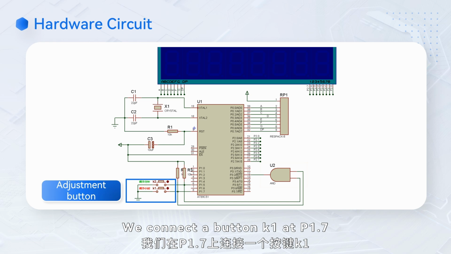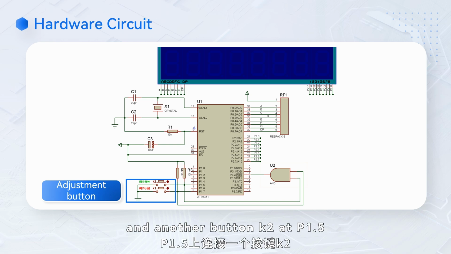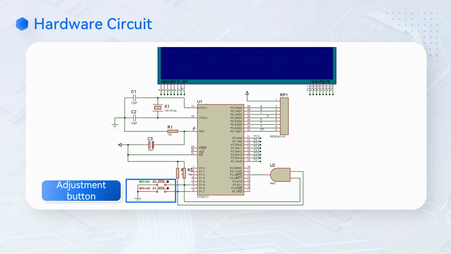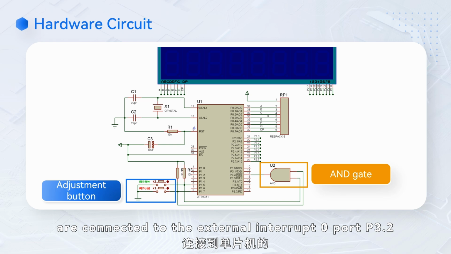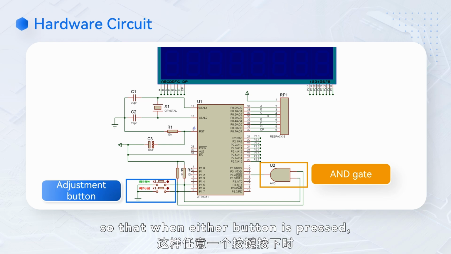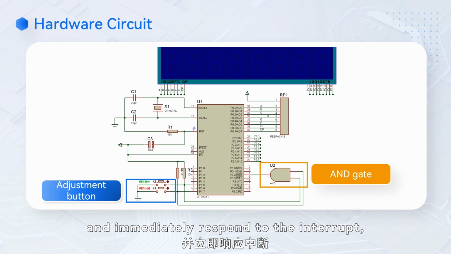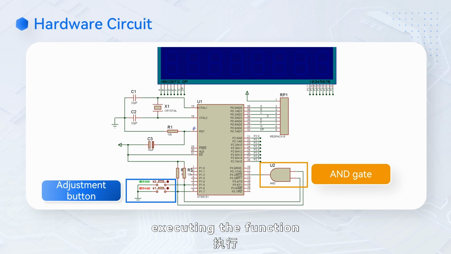We connect a button K1 at P1.7 to adjust the current hour value, and another button K2 at P1.5 for adjusting the minute value. These two buttons are connected to the external interrupt 0 port P3.2 of the microcontroller via an AND gate, so that when either button is pressed, the microcontroller can detect it and immediately respond to the interrupt, executing the function associated with the button press.